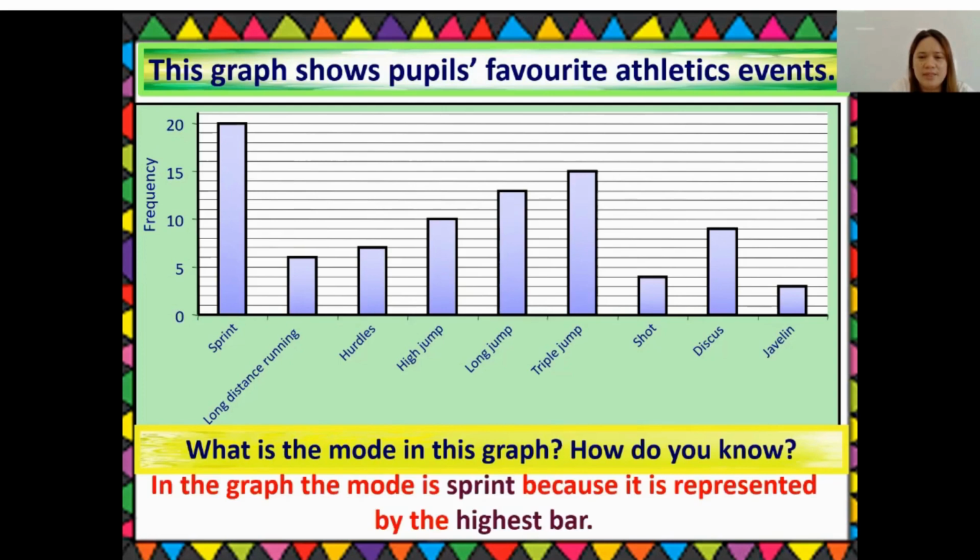All right, so the answer is sprint because it is represented by the highest bar. So this is the tallest bar that you have. That means it has the most number of people also, which is 20. So your frequency is 20. So for the highest frequency, without looking at the frequency, you just have to look at the bar chart and see which one is the tallest or the highest bar. Then that would give you the idea that the sprint is the mode in this bar graph.